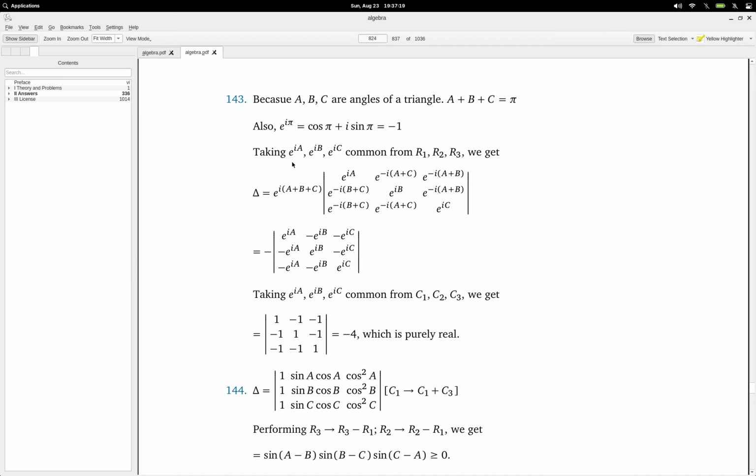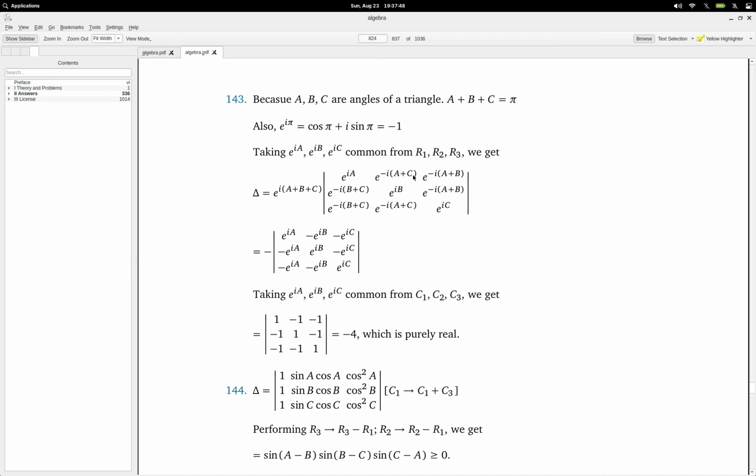So what we do is we take e to the power ia, e to the power ib, e to the power ic common from row 1, row 2 and row 3. Outside we will have e to the power i(A plus B plus C), that is pi, that is minus 1. So this will be minus 1 eventually. And inside we will have e to the power ia, e to the power minus i(A plus C), e to the power minus i(A plus B), and so on.